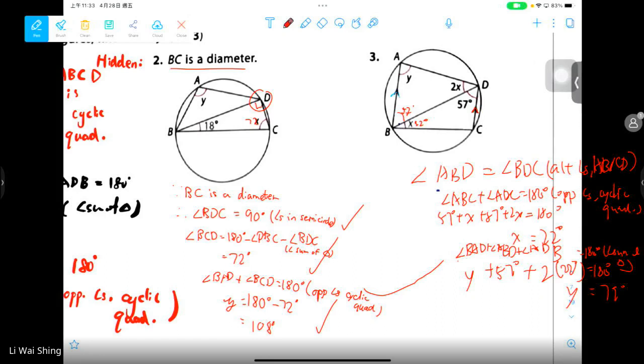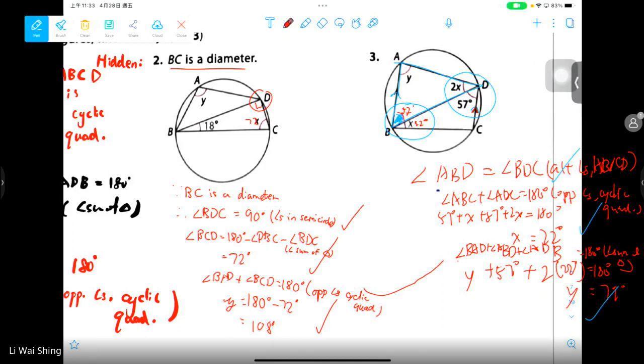And for question 3, some of you got stuck at using the parallel lines. Because I told you there is a pair of parallel lines, the alternate angles will be equal. So once you get this 57 degrees, you can use the opposite angles of the cyclic quadrilateral. So find that x is equal to 22. And then at last, you use the angle sum of triangle and find that y is equal to 79, which is perfectly done.